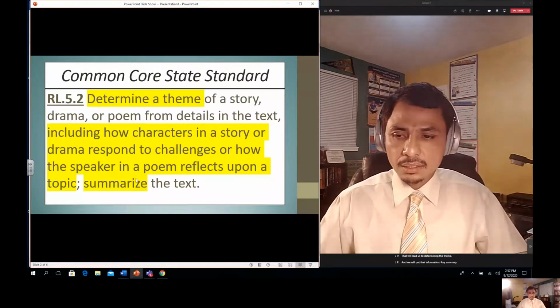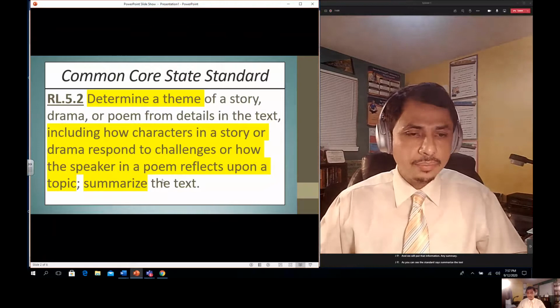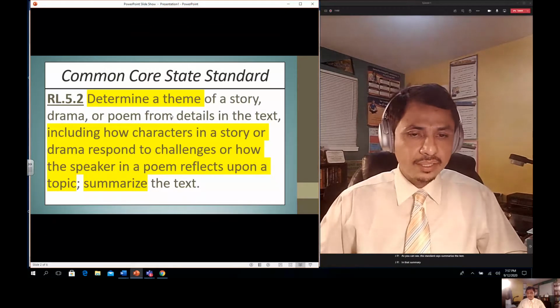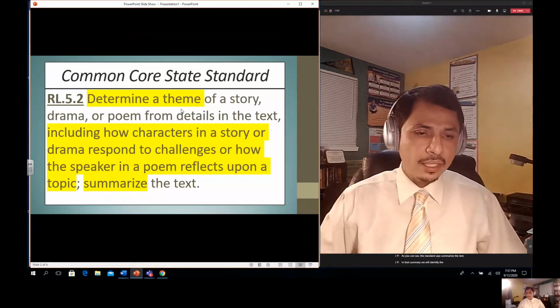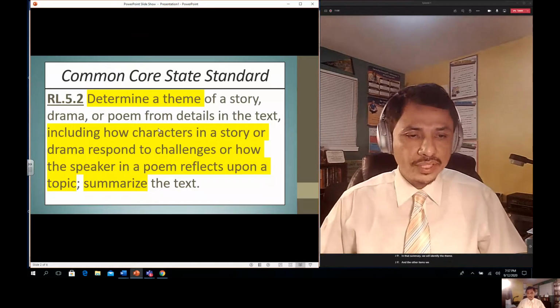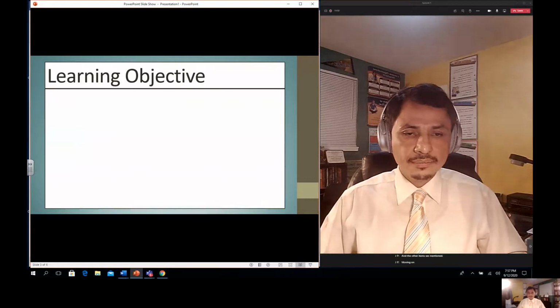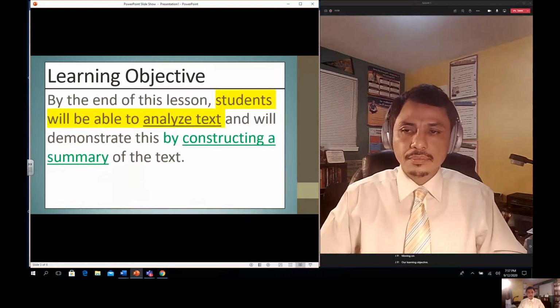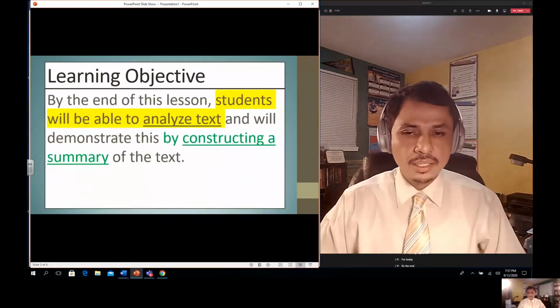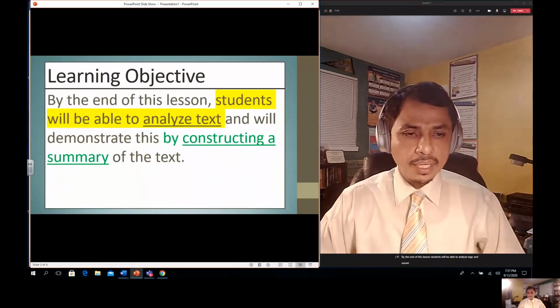As you can see, the standard says summarize the text. In that summary, we will identify the theme and the other items we mentioned. Moving on. Our learning objective for today: by the end of this lesson, students will be able to analyze text and will demonstrate this by constructing a summary of the text.